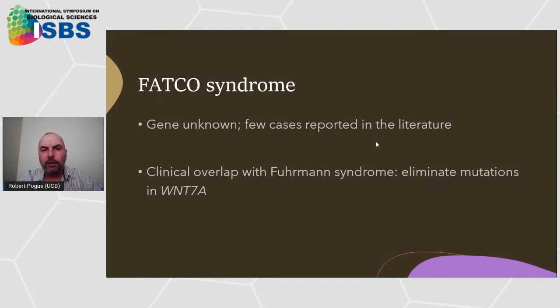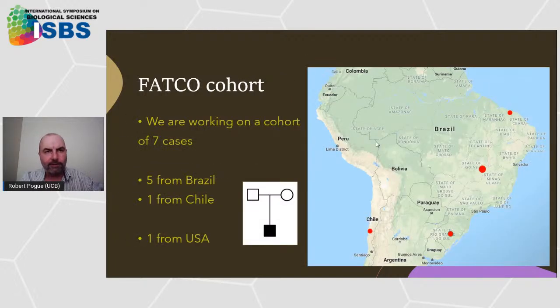Now, due to the fact that there is such clinical overlap, for the patients that we encounter, the first step that we undertake is sequencing of the Wnt7a gene. Despite the fact that Fatco syndrome is very rare worldwide, we're lucky enough here to have a cohort of 7 cases. 2 of these we have identified from Brasilia. There have been 2 identified in Rio Grande do Sul, 1 in Ceará, and we also have managed to collect 1 patient from Chile and another who was sent to us from the United States. So relatively speaking, we have quite an impressive cohort.